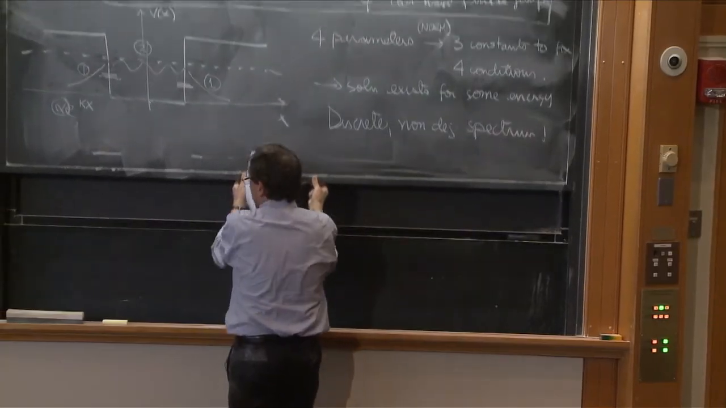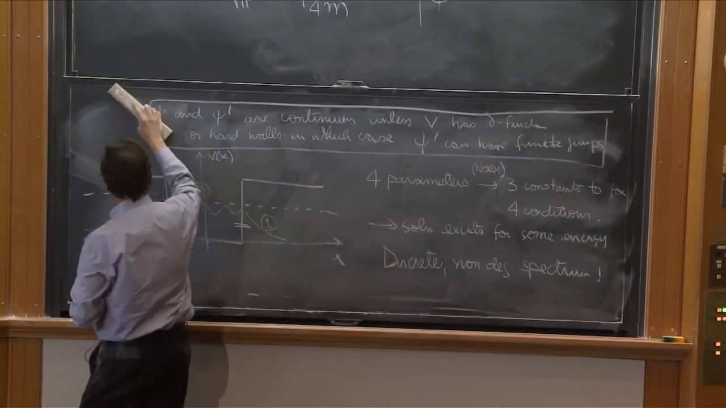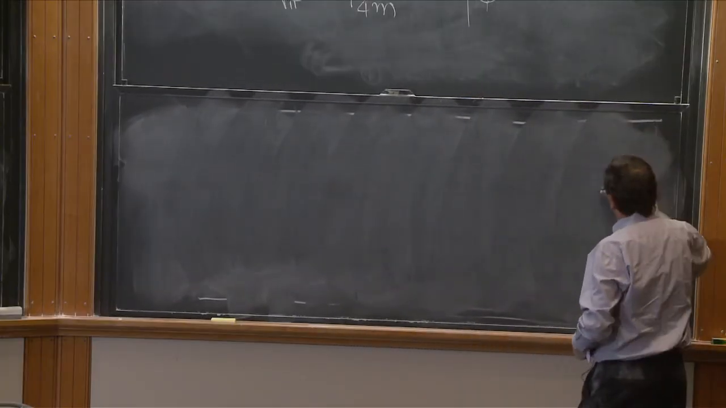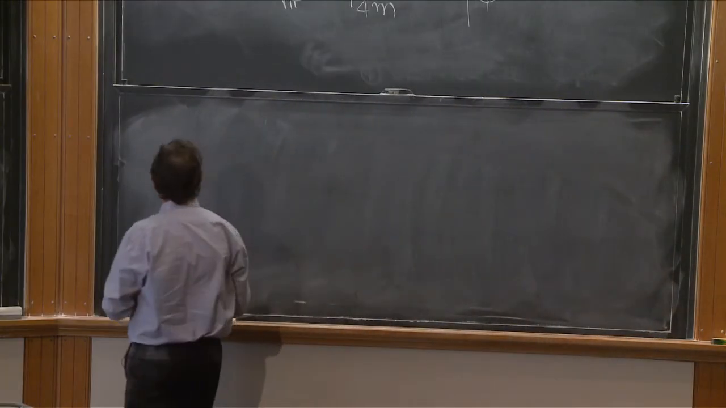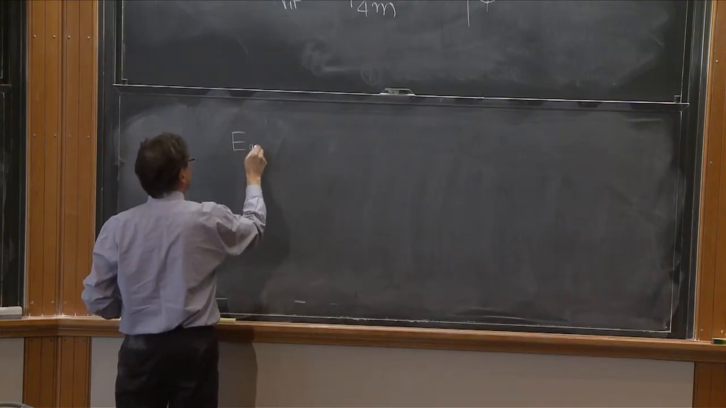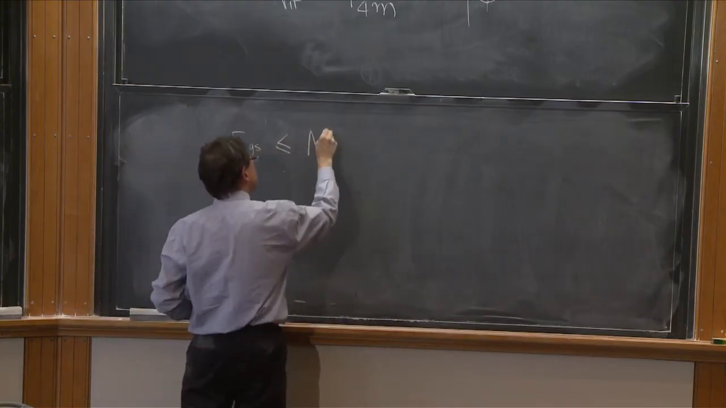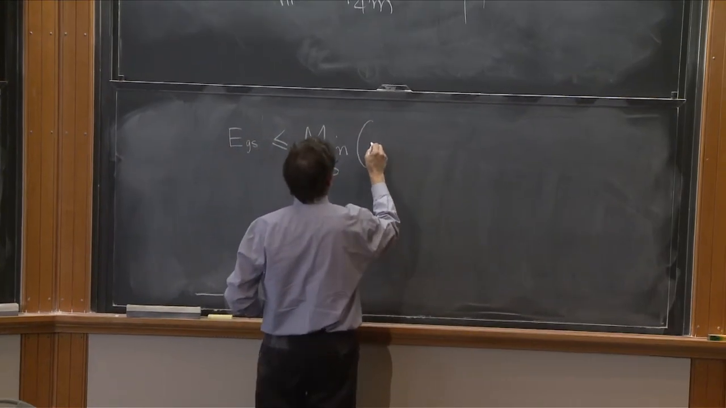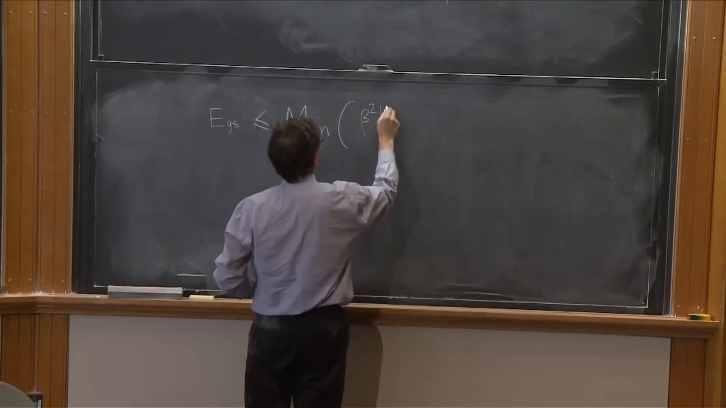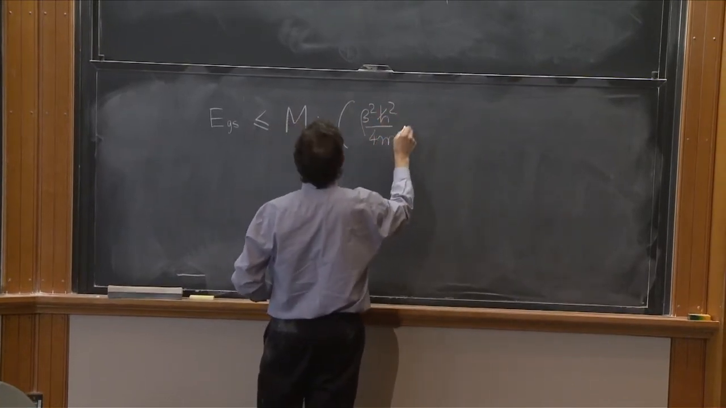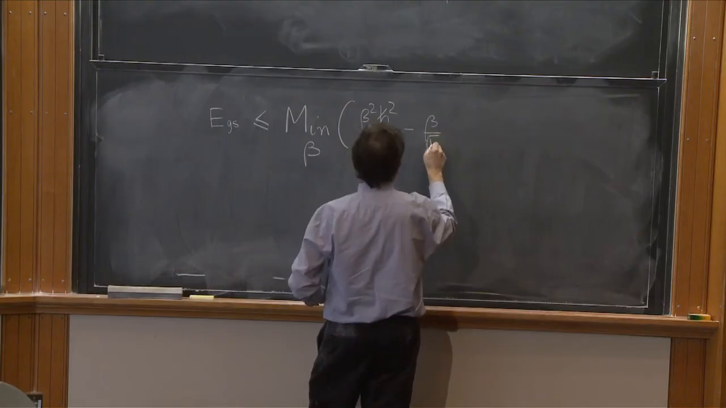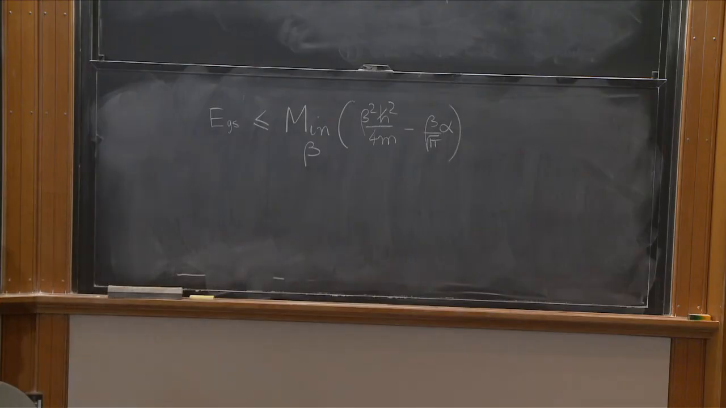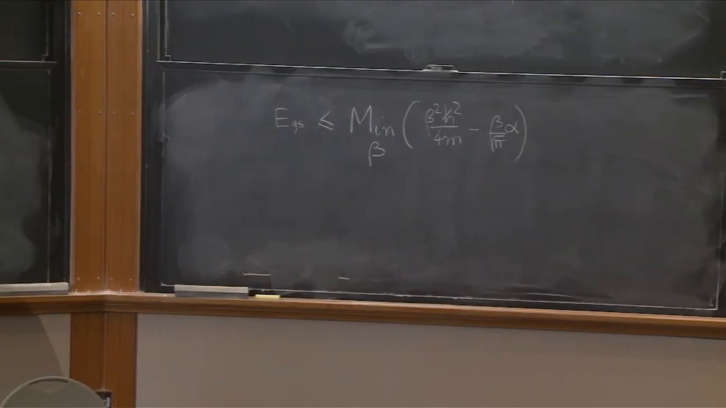So our claim, following from the variational theorem that we've proven, is that the E ground state is less than or equal to the minimum value over beta of this: beta squared h squared over 4m minus beta square root of pi alpha. So you minimize over beta, and the ground state energy must be a little smaller than that.